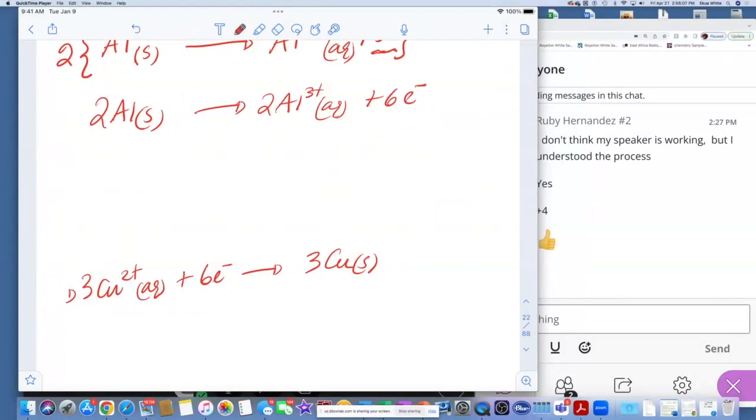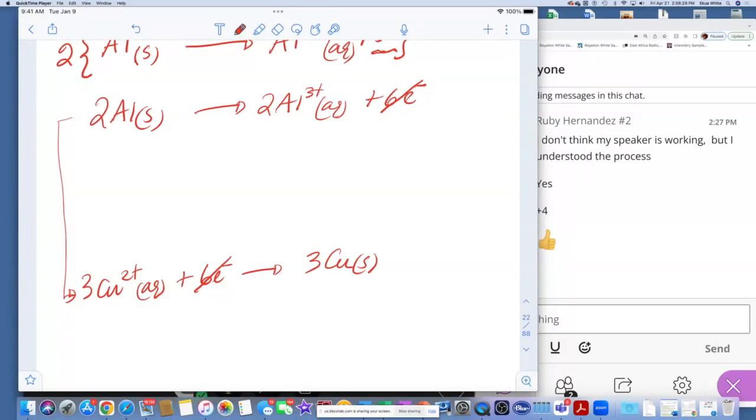So I'm going to add this top reaction to this. As I'm adding them, you're free to cancel out the electrons because we have the same number of electrons here. Remember, when you're trying to add two chemical reactions, if you have the same chemical species on both sides of the equation, you can consolidate, bring them together, right?